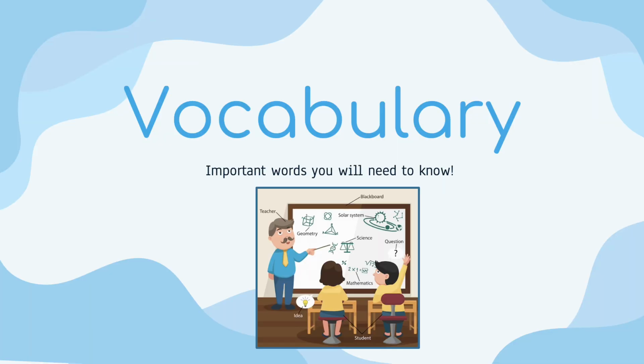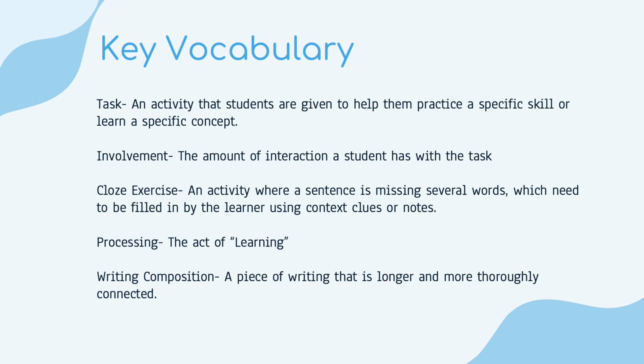So the first section that we're going to work with is the vocabulary, which is kind of the important words that you will need to know within this article in order for it to make sense. So the first vocabulary word that you will need to know in order for this article to make sense is what a task is. This study is researching the effectiveness of different tasks in learning, and so in order for that to make sense, you will need to know that a task is an activity that students or learners are given to help them practice a specific skill or to learn a different concept.